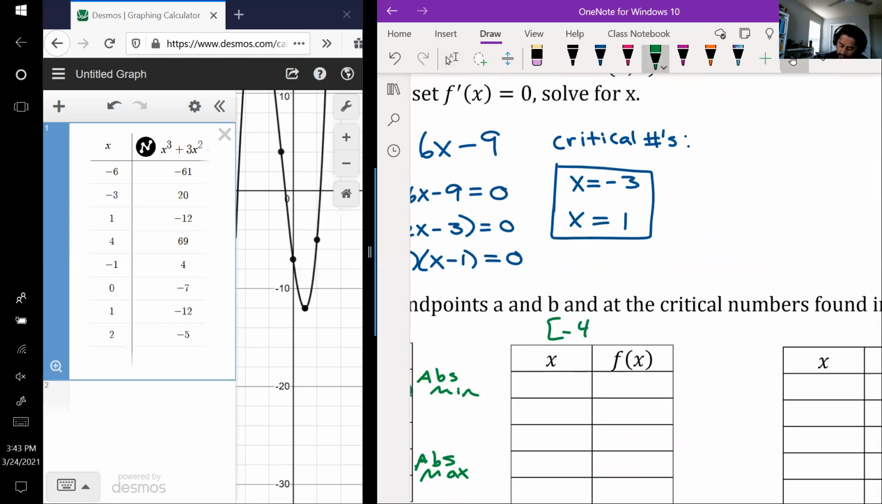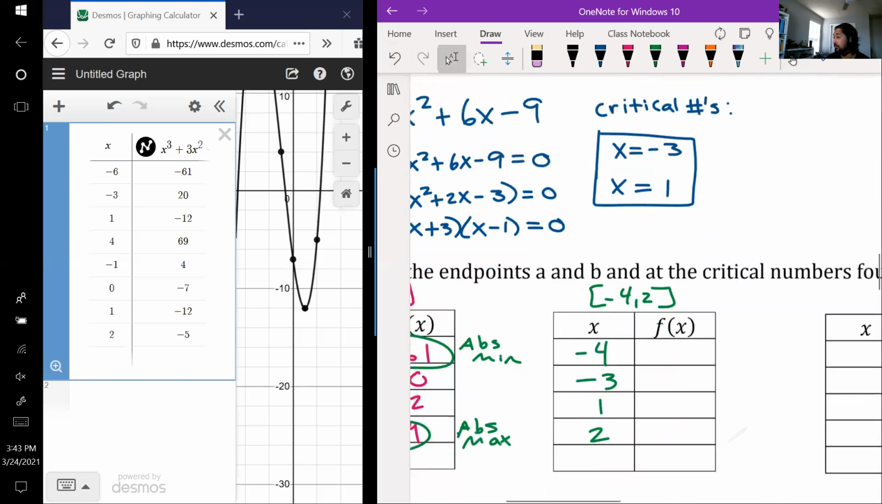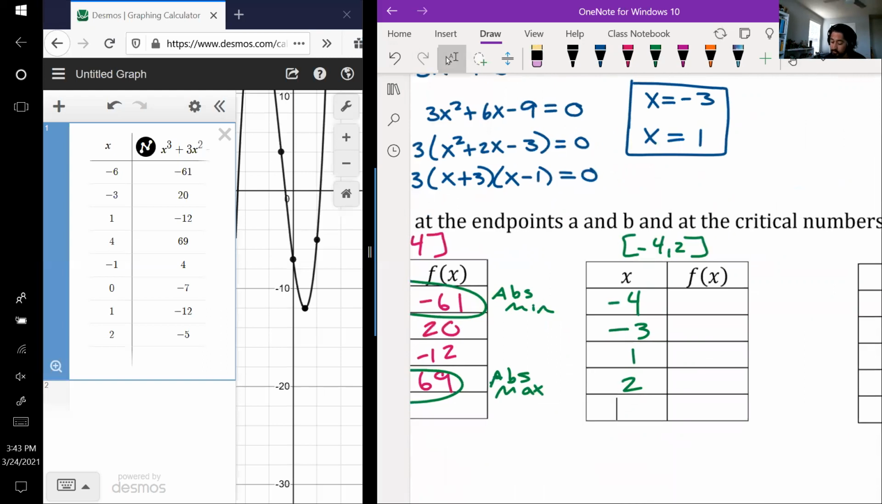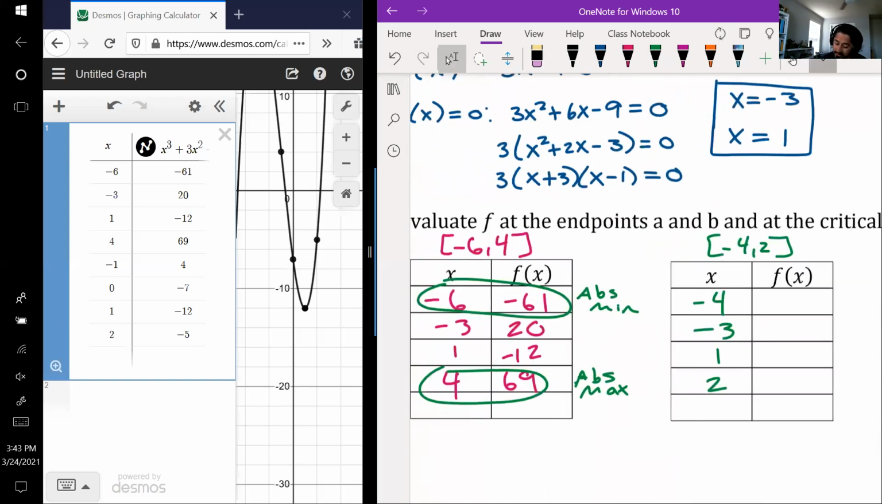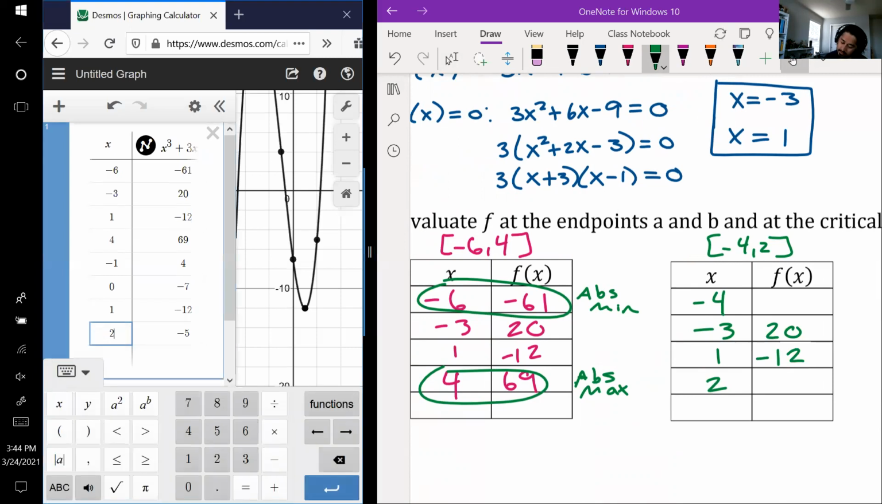So -4, 2. Do my critical numbers fit in this interval? Yep. So we do it again. So I have -4, -3, 1, 2. Well, we're plugging them into the same function. So we already know the values for our critical numbers, -3 and 1. That makes it easy. So -3 is 20 and 1 is -12. I need the value for 2. I see that down here. That's -5. And I need the value for -4, which gives me 13.